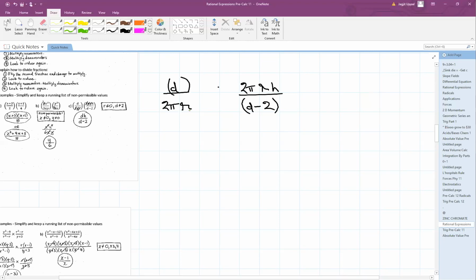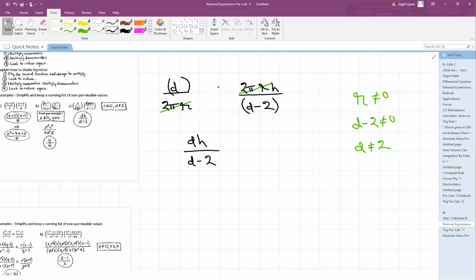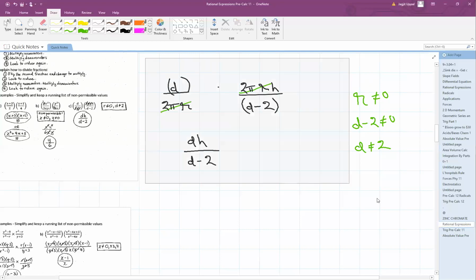Keep that in mind. Now, before you can cancel anything, write the non-permissibles. We have r, so r cannot be equal to 0. And then we have d minus 2. So you say d minus 2 cannot be equal to 0, which means d cannot be equal to 2. Okay, now we're going to cancel this 2 pi r. It can cancel with this 2 pi r. So you're going to be left with d and h at the top divided by d minus 2. Everyone gets it? Okay, so be careful. Don't make any silly mistakes.